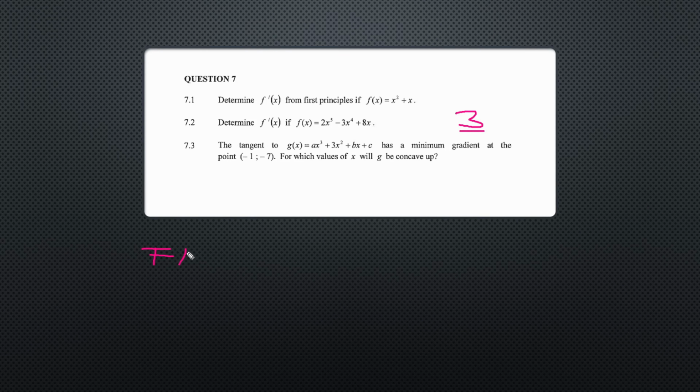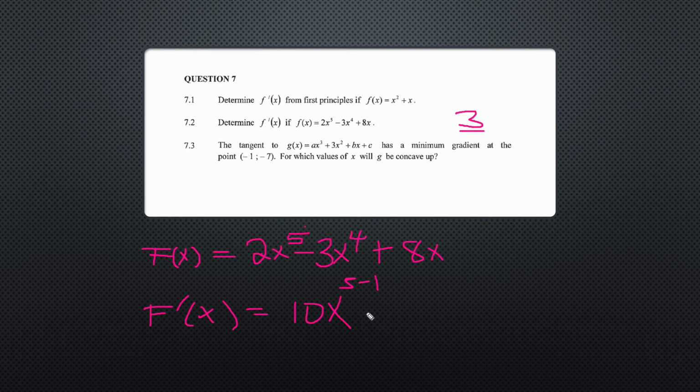So okay, we have f of x, which equals 2x to the exponent 5, minus 3x to the exponent 4, plus 8x. So meaning that if we differentiate this particular equation, we are going to get 5 times 2, which is 10, and then x to the 5 minus 1. Then 4 times 3. What will be 4 times 3? It is 12. So this will be the negative 12x, to the 4 minus 1.